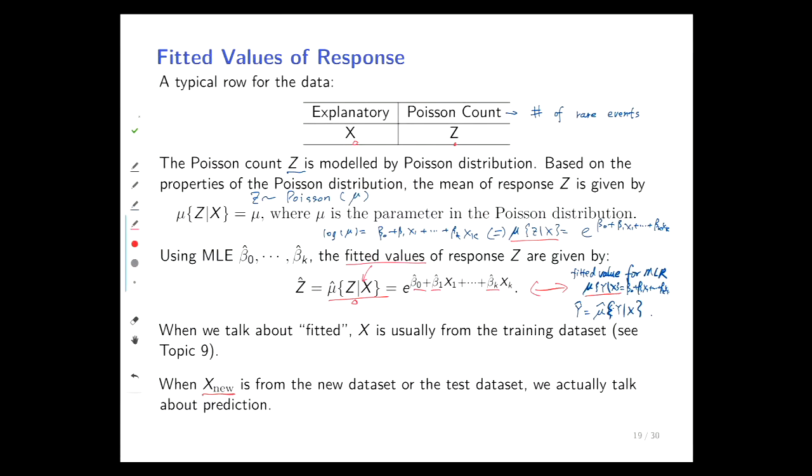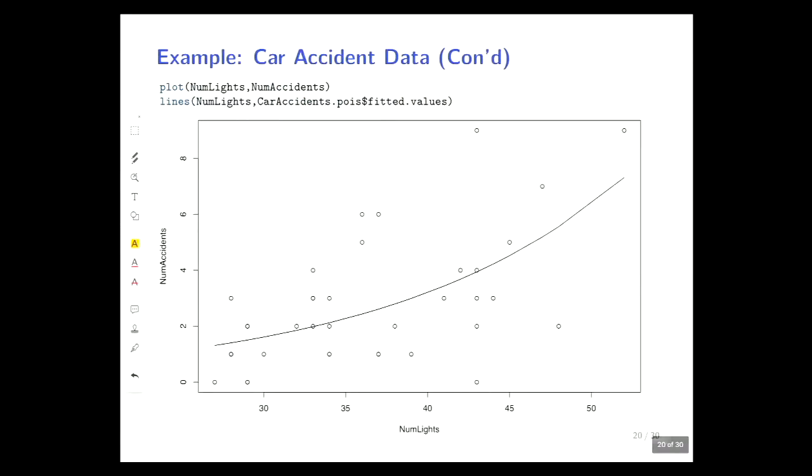When we talk about the fitted value, we mean we consider the training data set, which is usually the data set we use to fit the model. And how do we use this data set to obtain the fitted value in R?